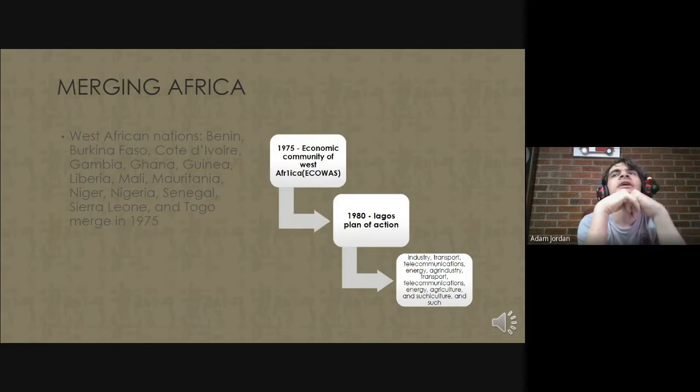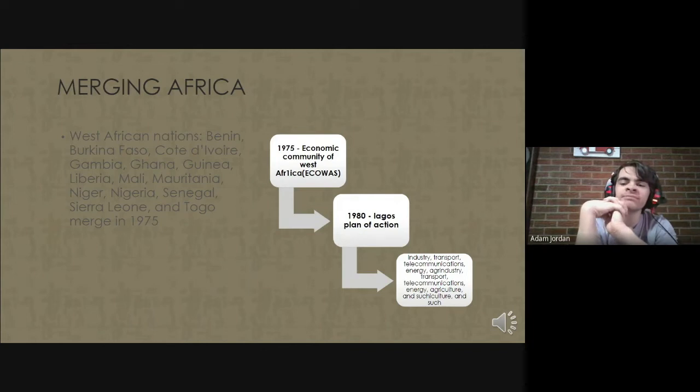So the West African economic union is a very interesting thing to me, because essentially, just like with the EU, the West African countries decided to form an economic unity or community, but unlike the EU, they did it for very different reasons.